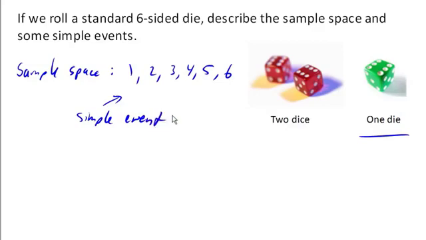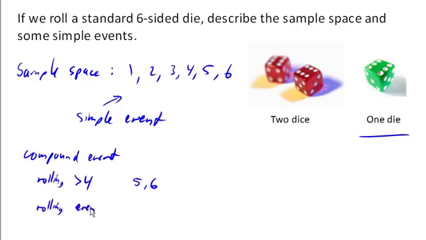Now, it is possible also to talk about things called compound events. And compound events would be something like rolling something larger than 4, right? And in that event, there are two possible ways that you can achieve that event, right? You could either roll a 5 or a 6. Or another possible compound event would be rolling an even number, right? In this case, there's 3 possible ways to have that event occur.